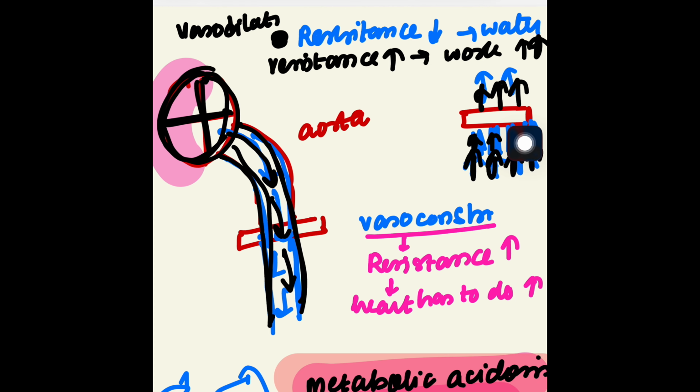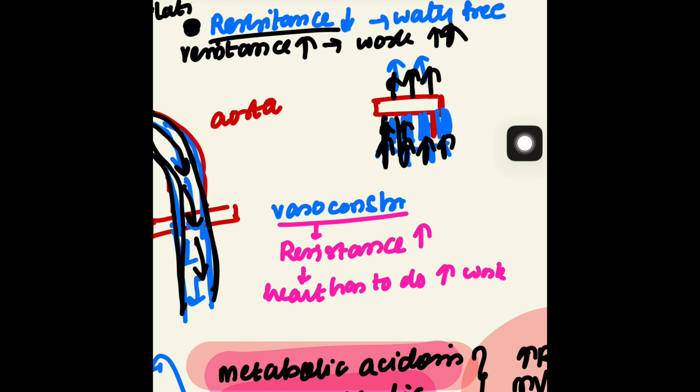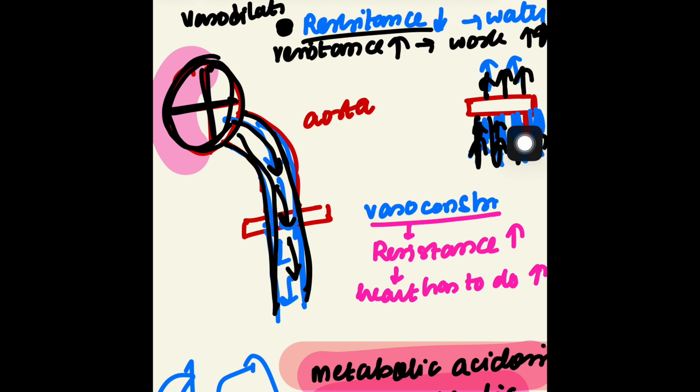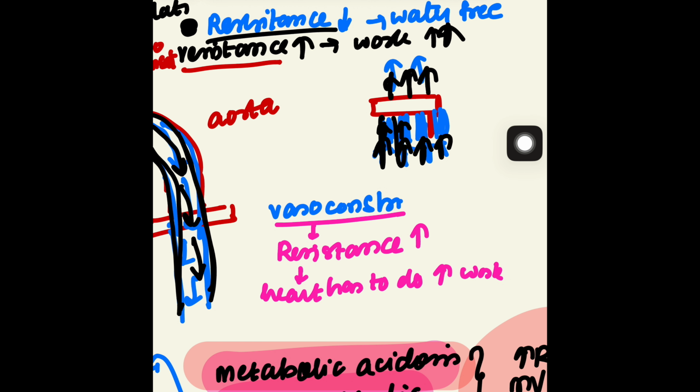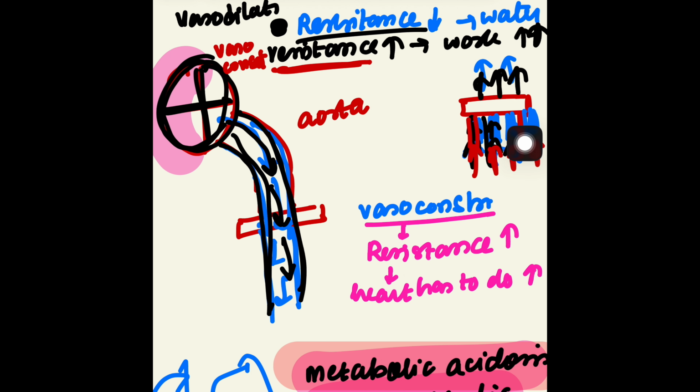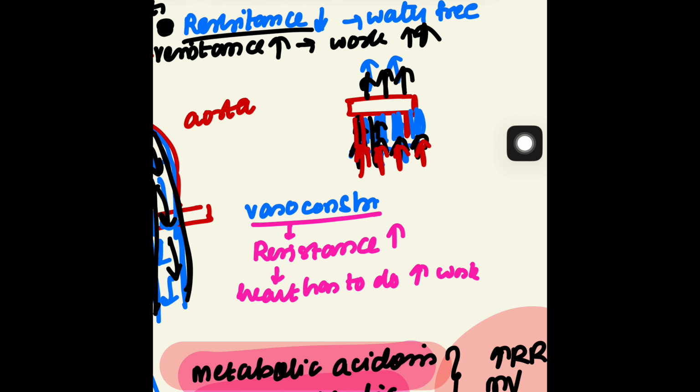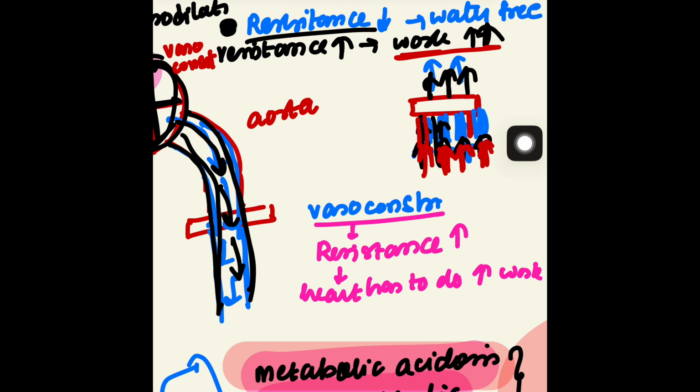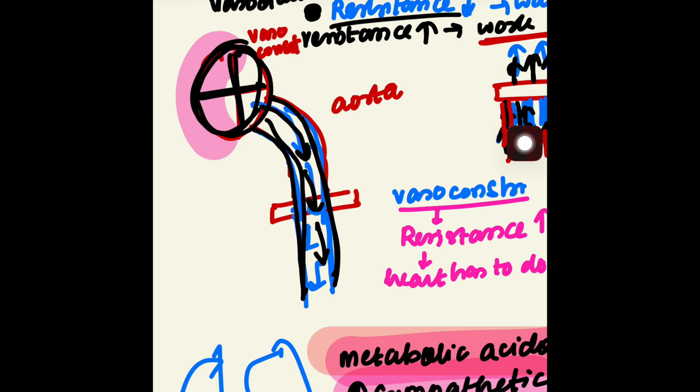When the gates are open, there will be low resistance and water goes freely. So this is the one concept. And vasoconstriction happens. Whenever vasoconstriction happens, resistance increases, which means when the gates are closed, the water tries to push forward. So the resistance for which the water has to flow increases. So more work has to be done. So the heart has to do more work.